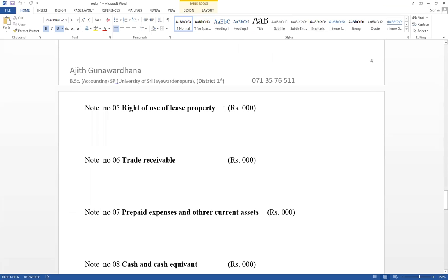And right of use of lease property. If it has given an asset purchased under finance lease, it should be disclosed under note number 5 based on the new syllabus. Then under trade receivable, minus allowances for expected losses, debtor minus provision for doubtful debts. Net value should be included in financial position.